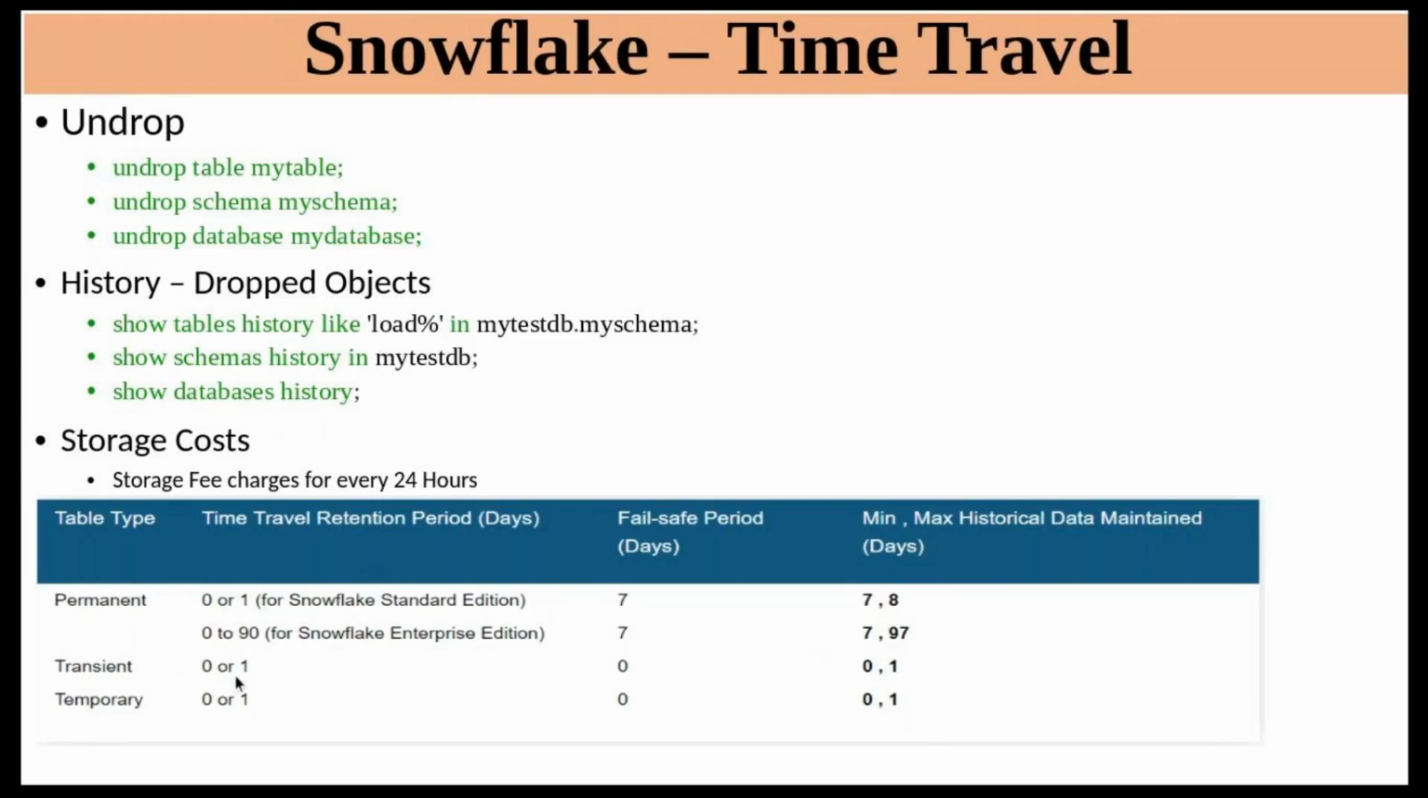Transient: time travel you can set to 0 or 1. Fail-safe period 0. Sorry, even for transient, I told you you can set up the time travel, right? No, my bad, I forgot that. So you can set only 0 or 1 day of time travel for transient tables. Temporary: 0 or 1, only 1 day, and there is no fail-safe. So transient and temporary tables are much more helpful in saving the storage charges.